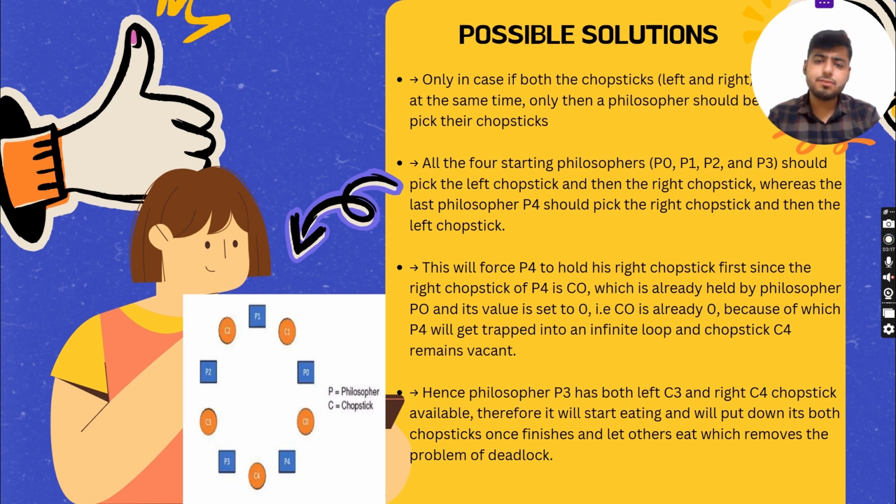All the four starting philosophers P0, P1, P2, and P3 should pick the left chopstick and then the right chopstick. Whereas the last philosopher P4 should pick the right chopstick and then the left chopstick. This will force P4 to hold his right chopstick first, since the right chopstick of P4 is C0, which is already held by philosopher P0, and its value is already 0. Because of this, P4 will be trapped in an infinite loop, and chopstick C4 remains vacant. Hence philosopher P3 has both C3 and C4 chopsticks available, therefore it will start eating and will put down both chopsticks once finished and let others eat, which removes the problem of deadlock.